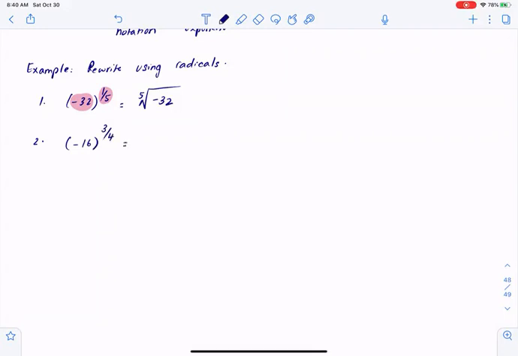The previous problem was quite straightforward because we had 1 over 5 that immediately tells us that we are dealing with the fifth root. But in this case, I don't have simply 1 over 4. I rather have 3 over 4. So we have to use properties of exponents.